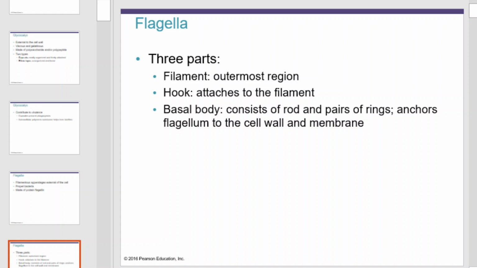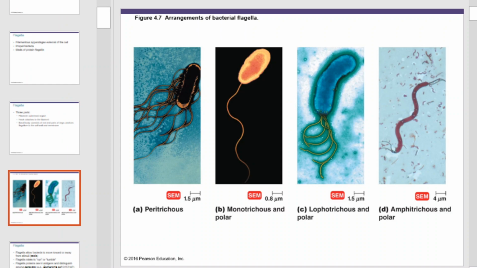Flagella have three parts: the filament, which is the outermost or hair-like region, a hook, which is attaching the filament to the cell, and a basal body, which consists of the rod and pairs of rings and anchors the flagellum to the cell wall and membrane. This is an illustration of the different types of flagella that prokaryotes can possess.